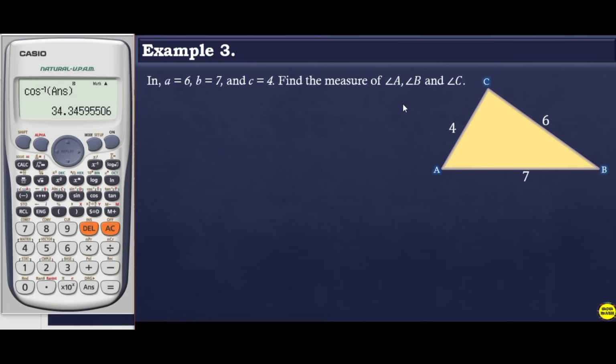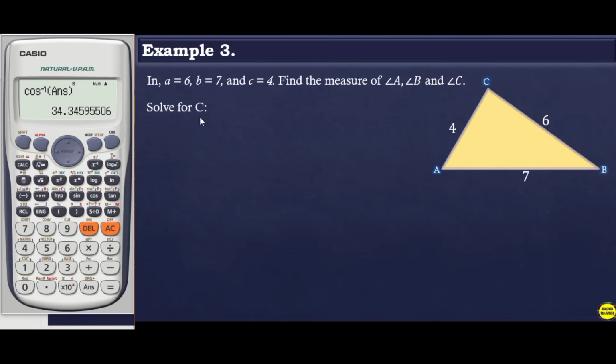Ang first step po natin is you have to identify the measure, the longest side. So, kailangan alam po muna natin yung longest side natin. So, ang longest side natin is this one. So, ibig sabihin, ang kukunin po muna nating first angle ay yung opposite angle nung longest side. So, angle C po yun. So, find angle C muna tayo.